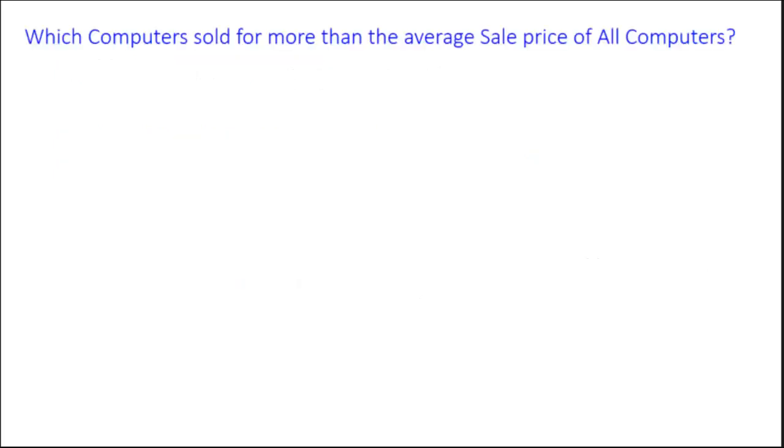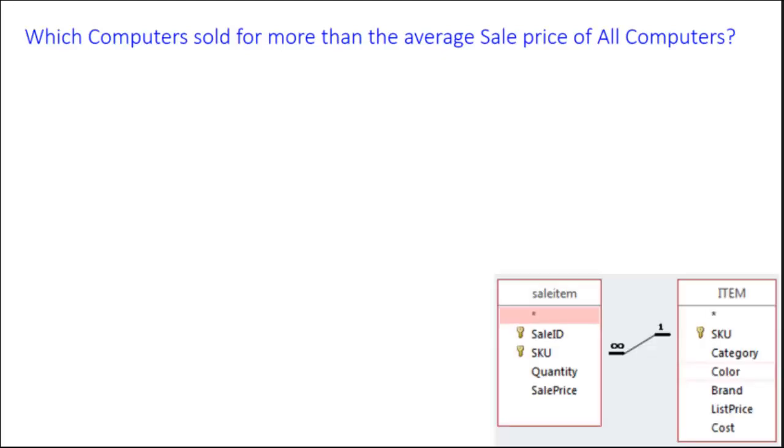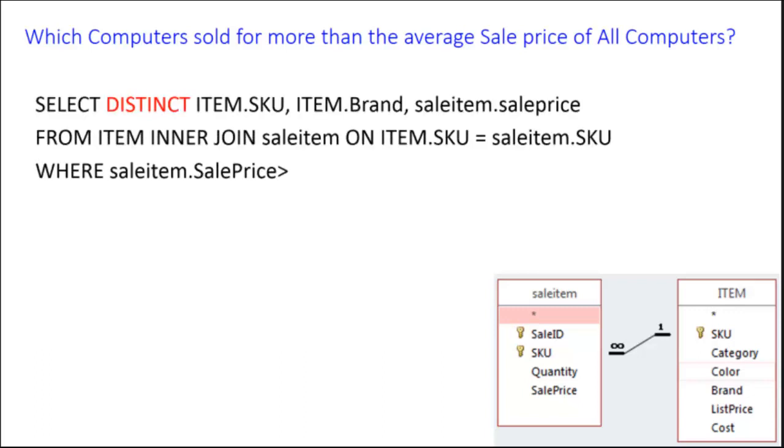For example, which computers sold for more than the average sale price of all computers? Here we need two tables. For the computer, we need to look at category, in the item table. For the sale price, we need to look at sale item, to see what the sale price is there. And the list price is again in the item table. So we need these two tables. We start running the query.